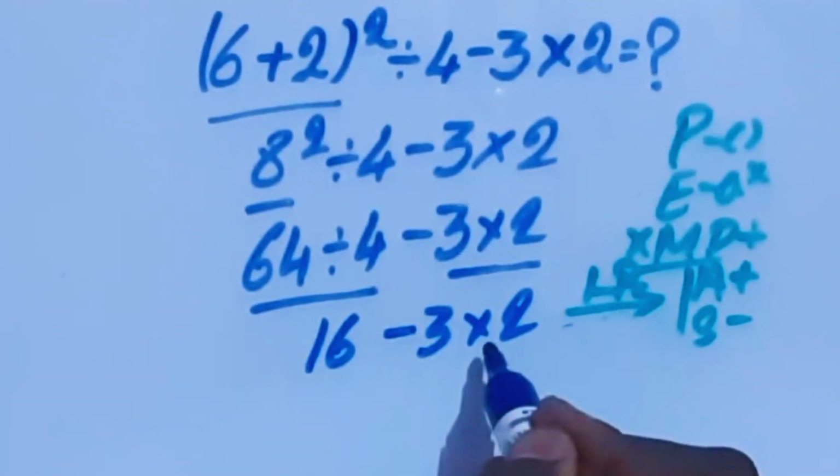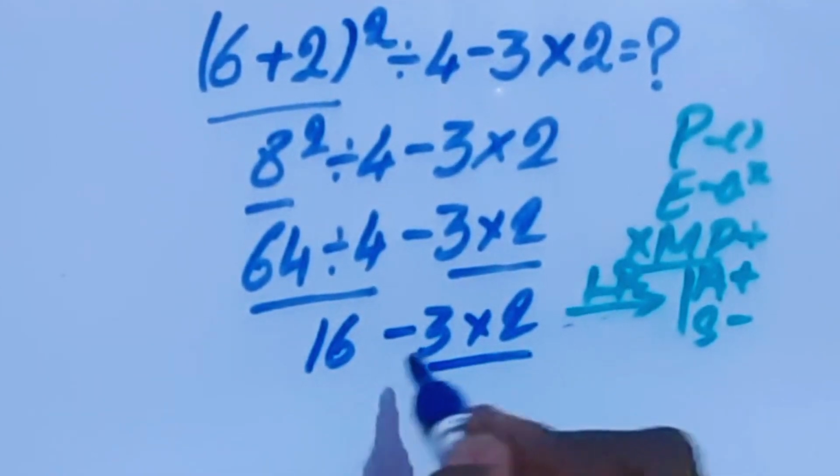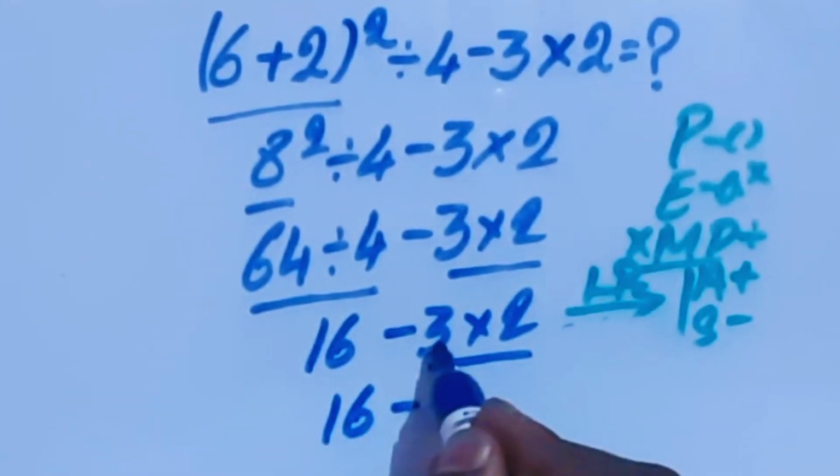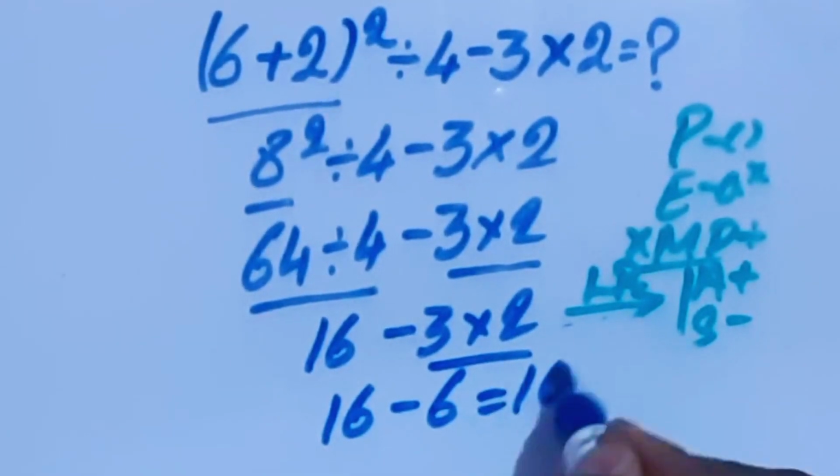Here we have subtraction and multiplication. Multiplication is higher priority than subtraction. So we have to do this multiplication before the subtraction. Here 3 times 2 is 6, so 16 minus 6 is 10, which is the correct answer.